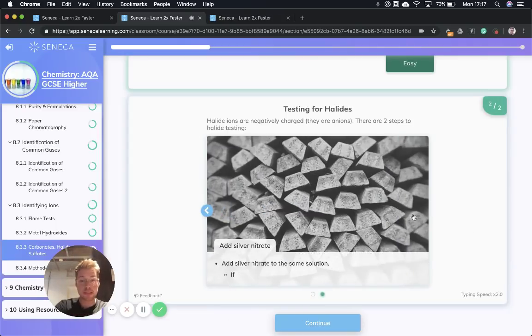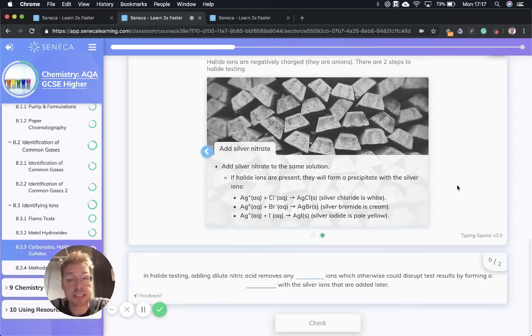So what do we do in step 2? Well, unsurprisingly, we add silver nitrate. So silver nitrate can help us detect the halide ions because if they're present, they will form a precipitate with the silver ions. And there's 3 we need to go over. The first one is chloride. If there are chloride ions present, we form silver chloride, which is AgCl and it's white.